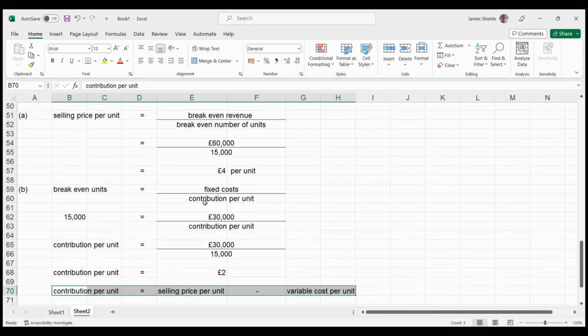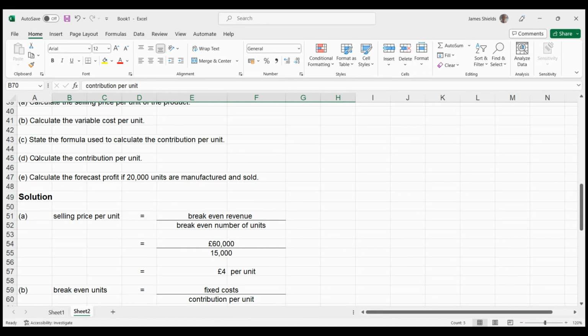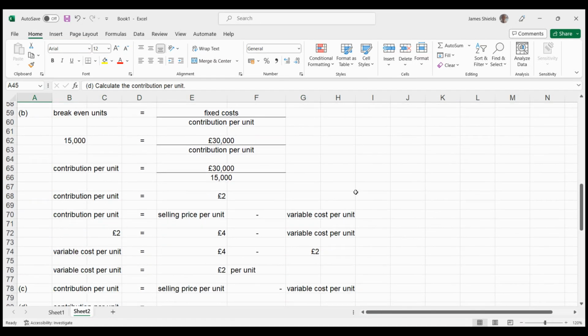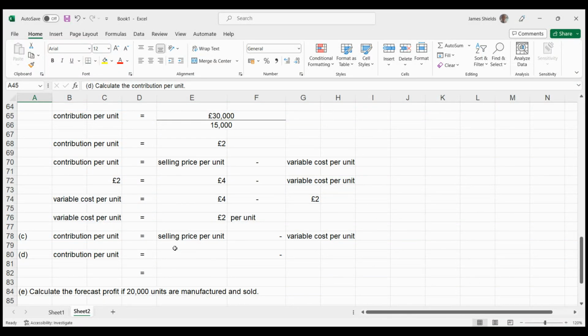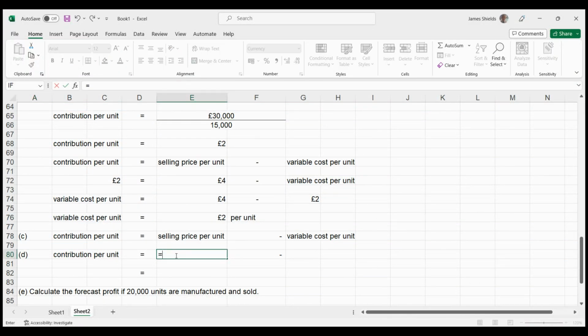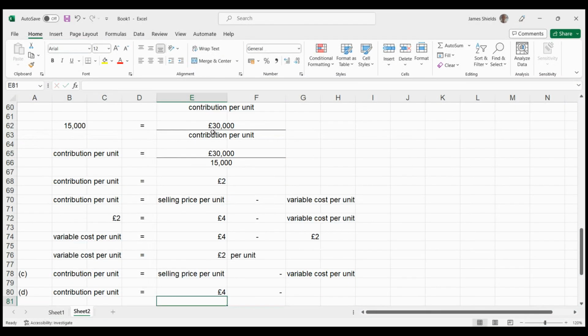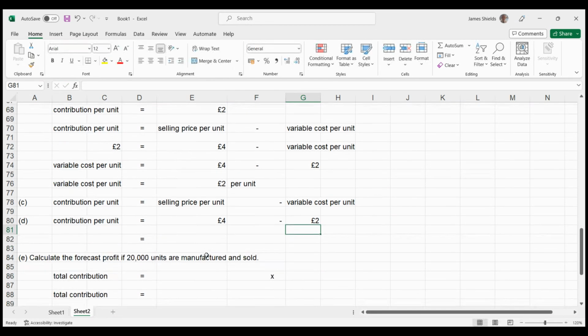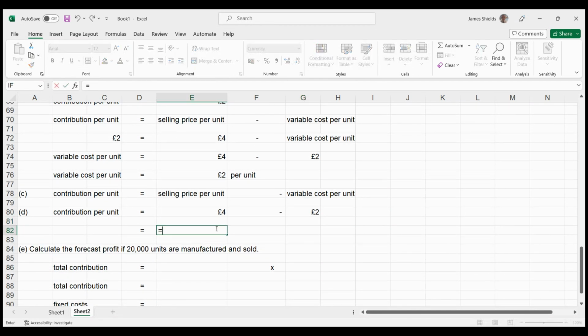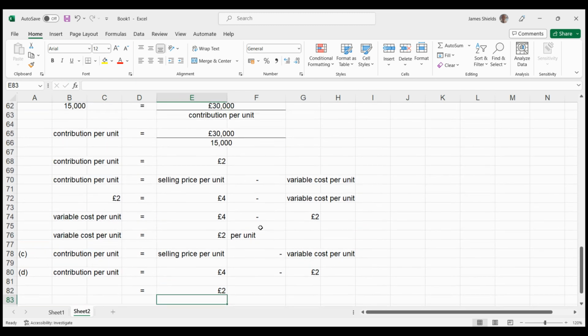Now part D, it says calculate the contribution per unit. So the contribution per unit is the selling price per unit, and we know what that is, it's in part A. That's £4 per unit. Take away the variable cost we just worked out in part B, £2. So the contribution per unit is the £4 take away the £2. That gives us £2 per unit. So contribution is £2 per unit.